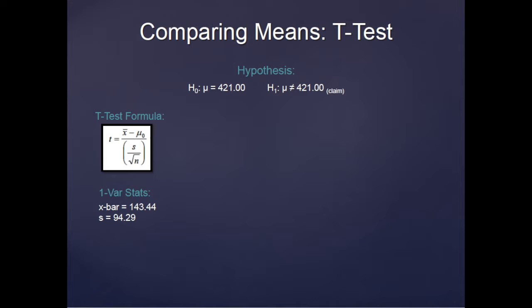To find the sample mean and the sample standard deviation, we used the calculator program 1-Var Stats, which is found using the key path: stat, arrow over to calc, arrow down to 1-Var Stats, hit the enter key, and type second L1. The calculator returns the sample mean, x bar, and the sample standard deviation, s. X bar was equal to 143.44, and s was equal to 94.29.